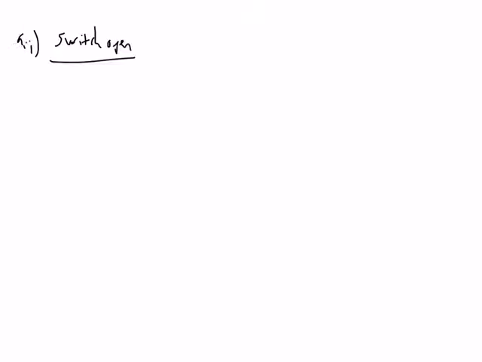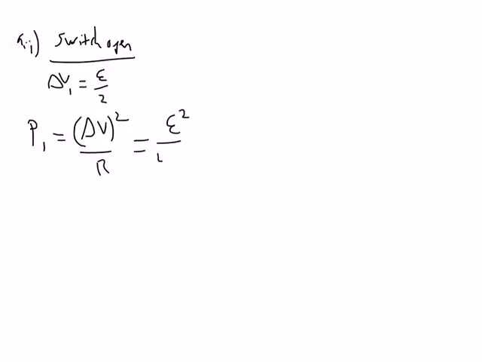With the switch open, because it's just two identical bulbs in series, we know that delta V1 is half the EMF of the battery. And another way of writing the power is epsilon squared over 4R.